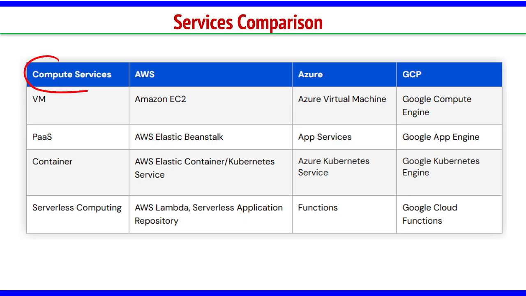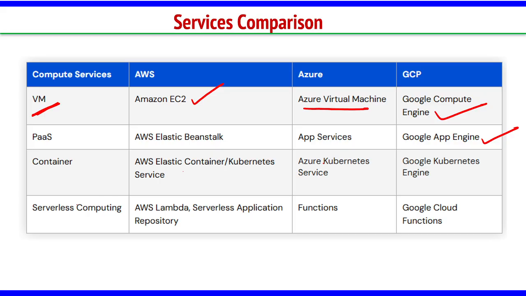So let us talk about computation services, for computing, for execution. See, if you are looking for a virtual machine, in AWS it is called EC2, in Azure we have Azure Virtual Machine, in GCP we have Google Compute Engine, very, very powerful. Okay, then for platform as a service, we have here Elastic Beanstalk, here we have App Services, here we have Google App Engine. Same way for containers, we have Kubernetes service, here also Kubernetes, here also Kubernetes, they have their own Kubernetes service.